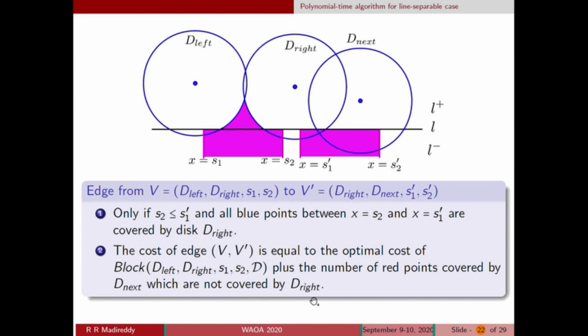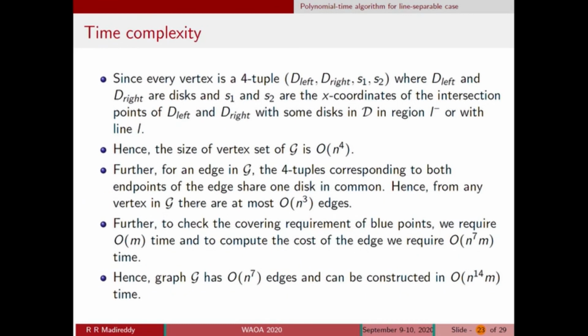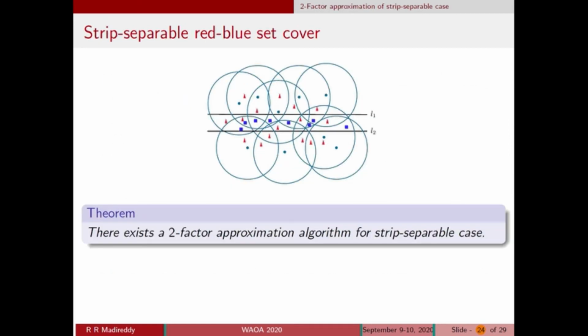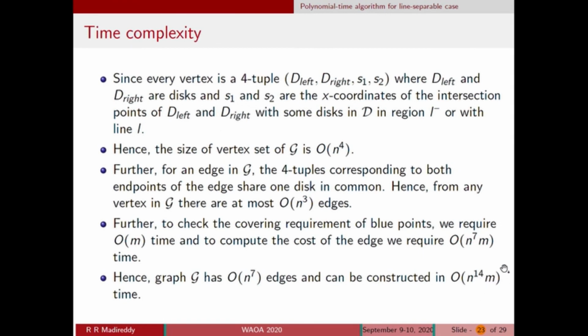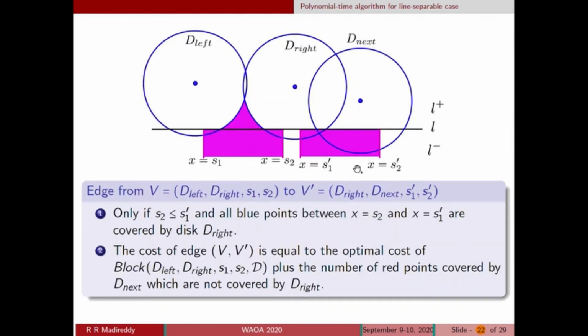So from this one can observe that the total size of the graph is O(n^14 m), because of the block chaining, and one can compute the solution in O(n^14 m) time. The correctness follows from the argument that d left, d right and d next are three consecutive disks. So if d next and d left contain common points, those will be completely contained in d right, so there will be no chance of overcounting.